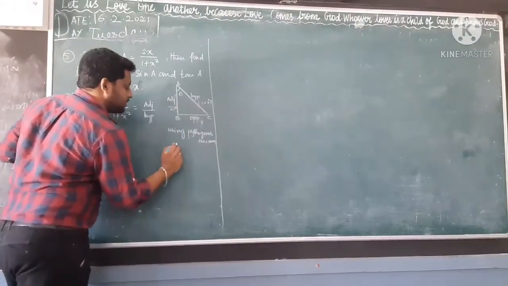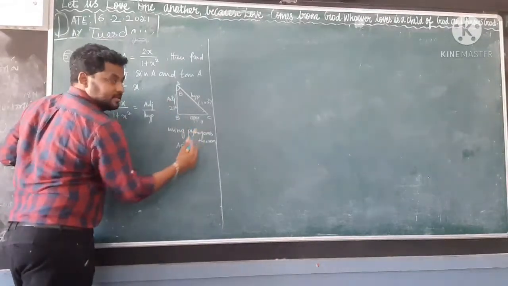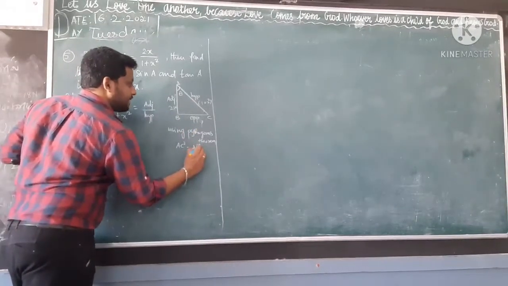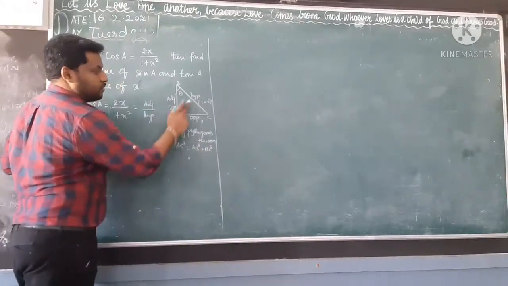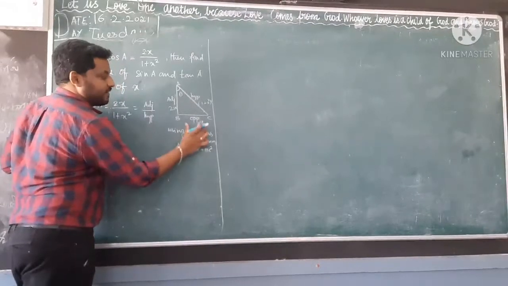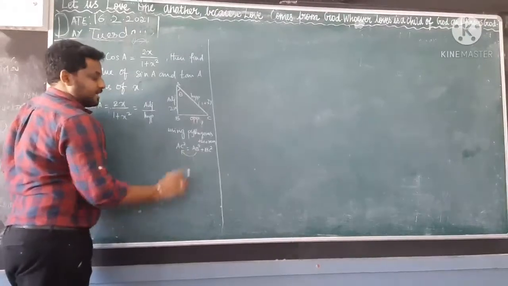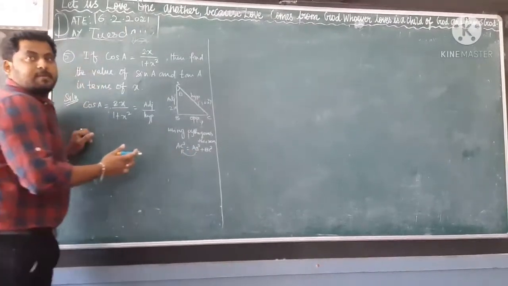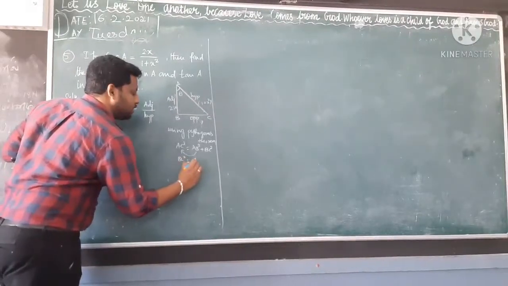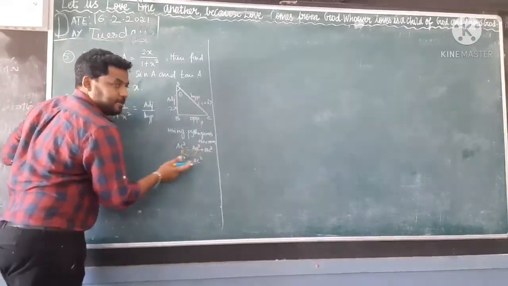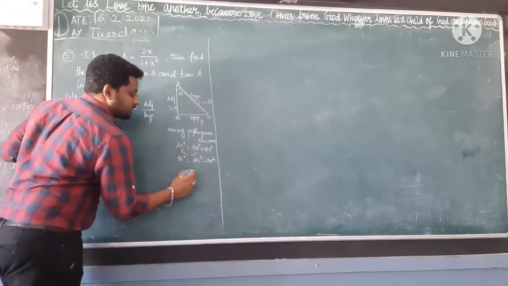Hypotenuse square, that is AC square, is equal to AB square plus BC square. Here we have to find out the value of BC. AB we shifted over to the next side, so plus AB square will change into minus AB square. So BC square is equal to AC square minus AB square. Now substitute the values.